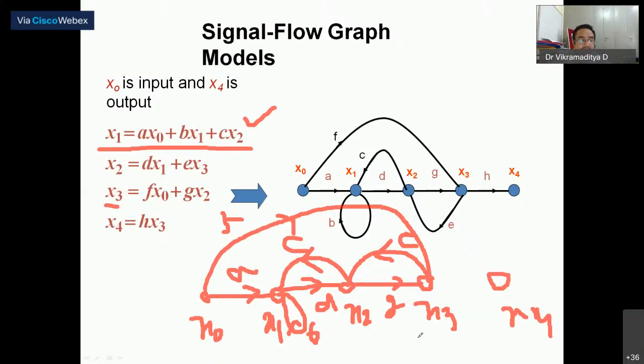Now next is x4. x4 is how much? It is x3. So simple, a line is there. In this way, the whole signal flow graph is ready for the following four equations containing 5 variables. The answer in a more beautiful form is this much. This and this are the same diagram.